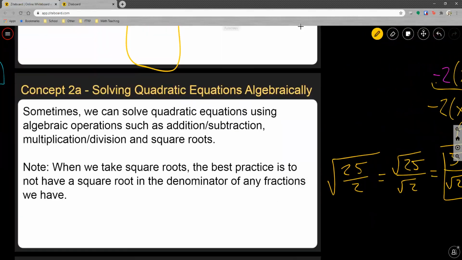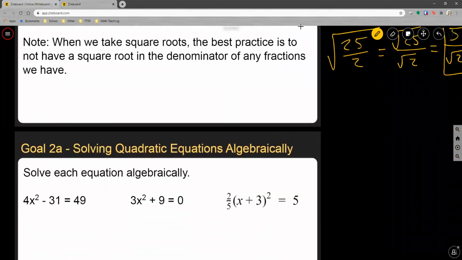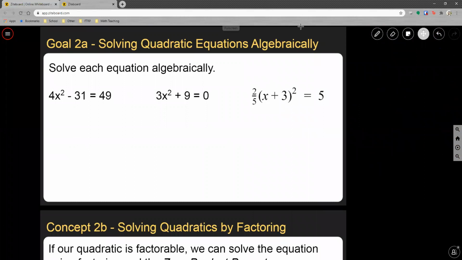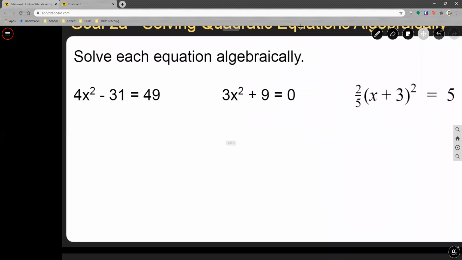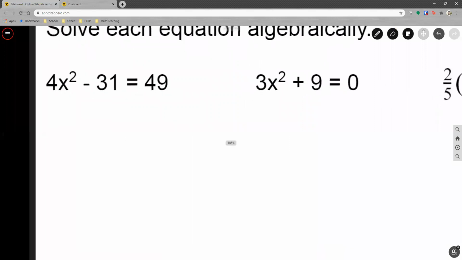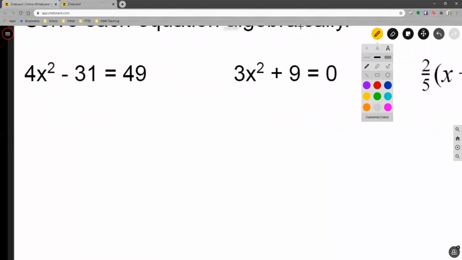All right, let's go ahead and try solving these quadratic equations algebraically. This is going to go a lot faster. We're just going to be using the stuff that we already know how to do, inverse operations, to solve. So my first one, 4x squared minus 31 equals 49. I'm trying to solve for x, so I want to get x by itself. So I'm just going to do inverse operations as much as I can.